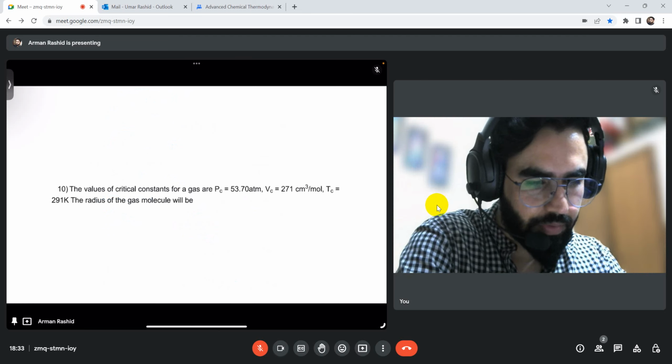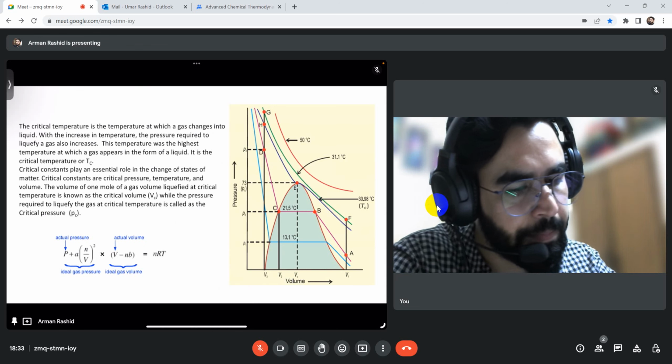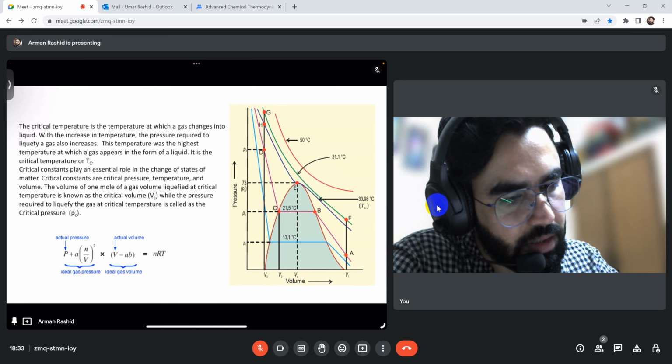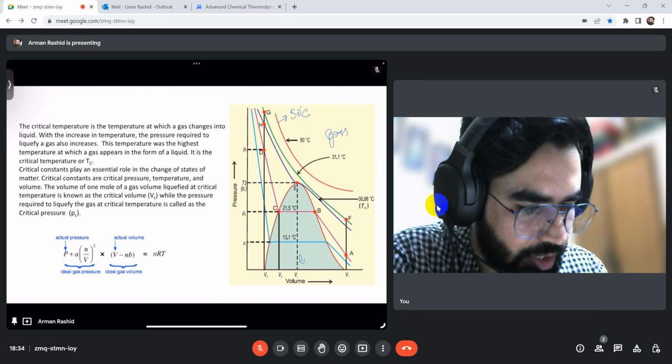Now you see these are isotherms of a gas, as we have seen here. Most probably these isotherms closely resemble those of carbon dioxide. An isotherm is the curve where the temperature remains constant. This curve corresponds to 50 degrees Celsius, and similarly we go on decreasing the temperature. Outside this hump is gas, and inside is liquid.